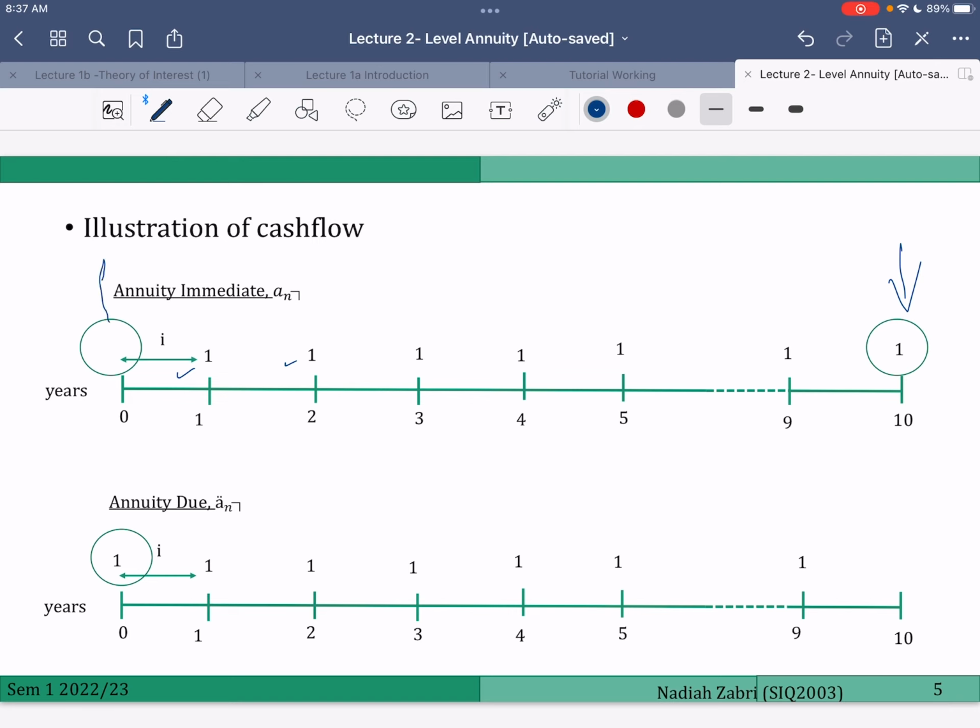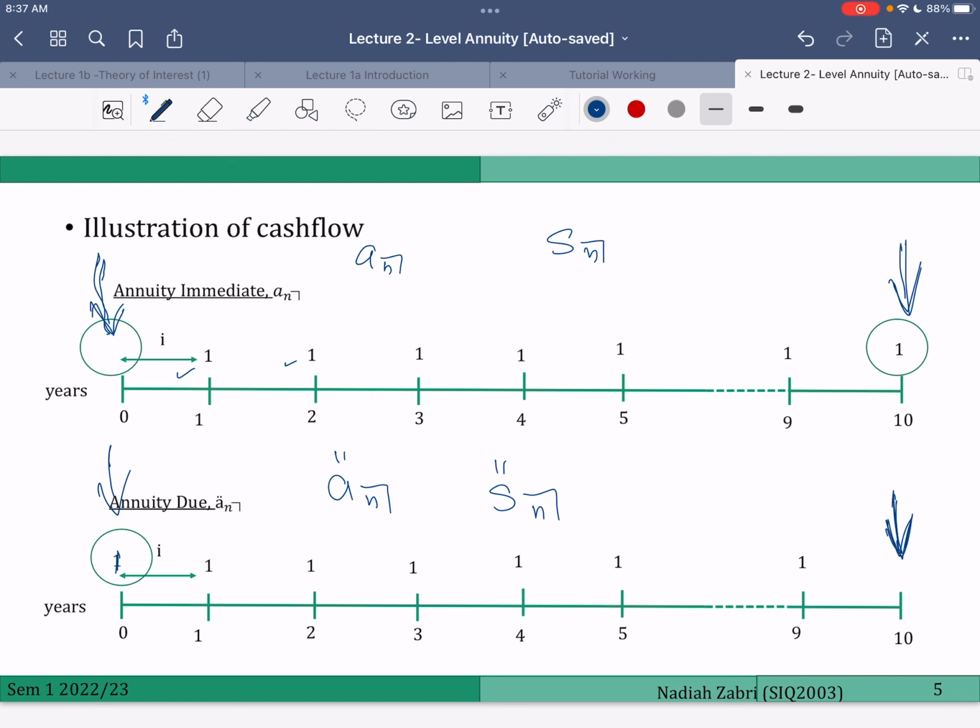Previously, when we find present value, we are evaluating at time 0. So when we evaluate at time 0, we are doing A angle n. But when we are evaluating at time 10, we are finding S angle n. Same goes to annuity due. When we are evaluating at time 0, it will be A double dot angle n. And if it is evaluated at time n, not at time 9, okay, it's at time n, time 10, then it is S double dot angle n.